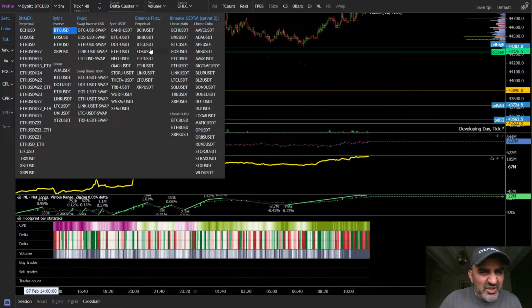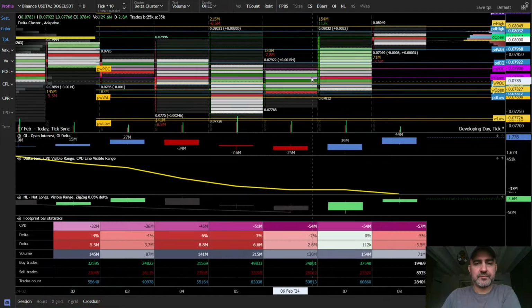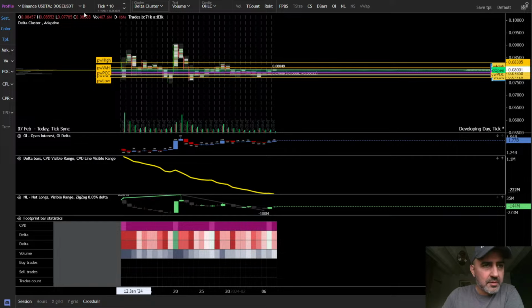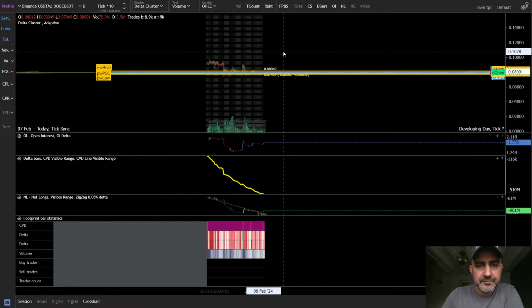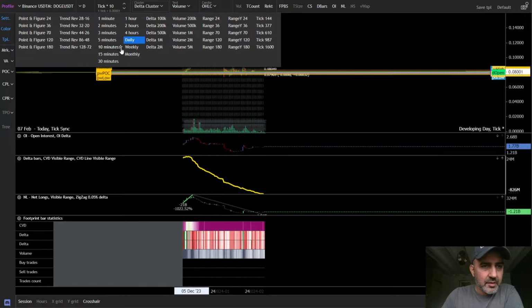Binance futures. Is there Doge? Can anyone see Doge? They're linear coins, I don't know what that means. BitMEX. Bybit. There's no Doge on Binance futures. So the only Doge there is, is these linear coins. Let's have a look. And this is the daily time frame. Let's change it to weekly.